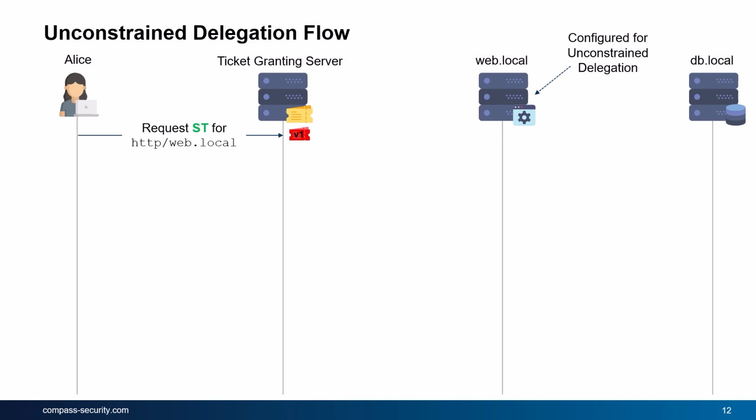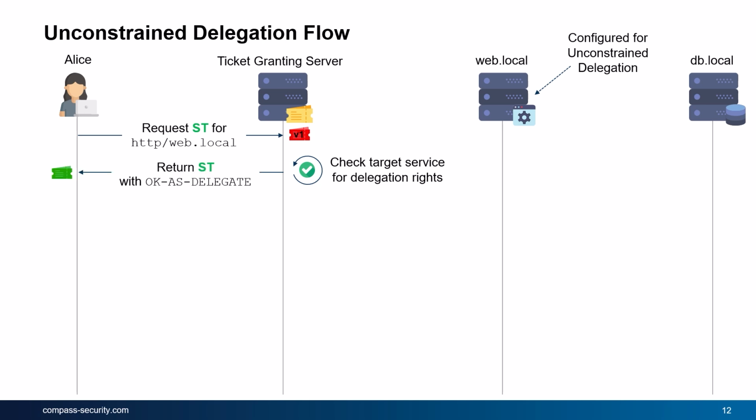What the ticket granting server will do is, upon the request for the service ticket, it will check if the target has any delegation rights. So in our case, that will be unconstrained delegation. And if this is the case, it will indicate that in the response. So it will return the service ticket along with a flag called OK-AS-DELEGATE, which lets the client know that it requested the service ticket for a target that is configured for unconstrained delegation.